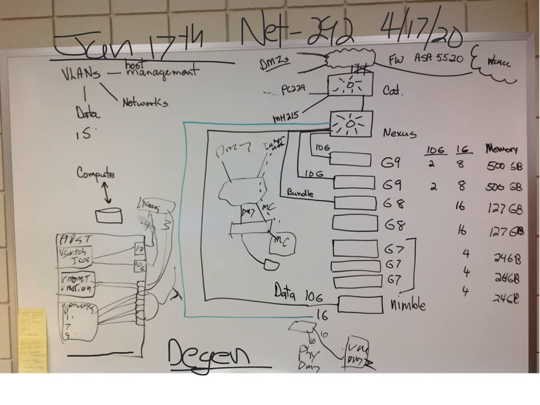I can't paraphrase Jim exactly, but here's some of the ideas of what we talked about and were working on during this term. First of all, we got some data on the machines: two 10 gig ports. These are the G9s. There's 8 1 gig ports and 500 gigabytes of memory. And then the G8s have no 10 gig, but they have 16 1 gigs and 127 gigabytes of memory.